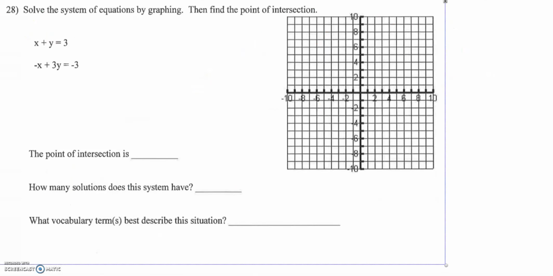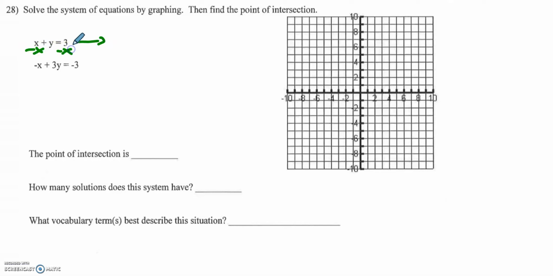Number 28, solve the system of equations by graphing, then find the point of intersection. So if I would like to graph this, I know a lot of you like to solve it for y equals mx plus b. So this equation, let's get y alone, shall we? So it'd be y equals negative x plus 3. So if I graph that, I would start at 3, then my slope is down 1 over 1. So down 1 over 1, down 1 over 1, down 1 over 1. So this would be my first line here.